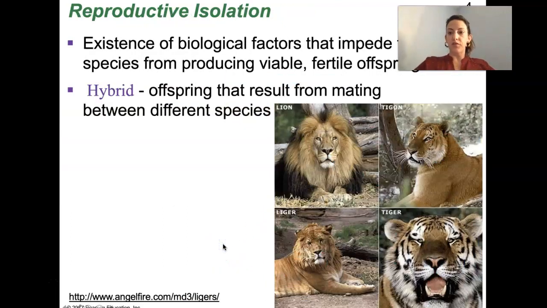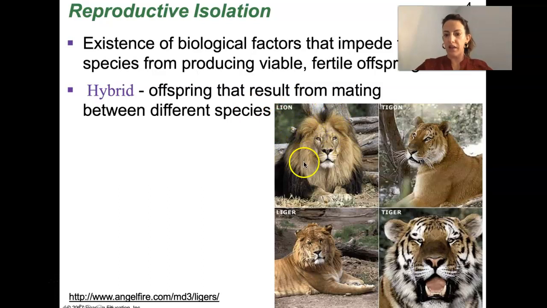All right. So this species concept, the biological one, requires reproductive isolation to go from one species to two species. And reproductive isolation can take lots of different forms, but essentially it's biological factors that prevent two species from producing viable fertile offspring. And so when two species do breed and produce offspring, that's called a hybrid. So this is the result of mating two different species, a hybrid. They're typically not fertile, at least under the biological species concept.